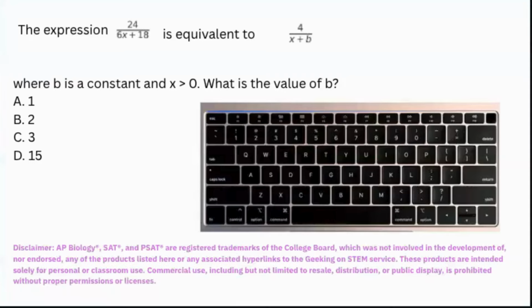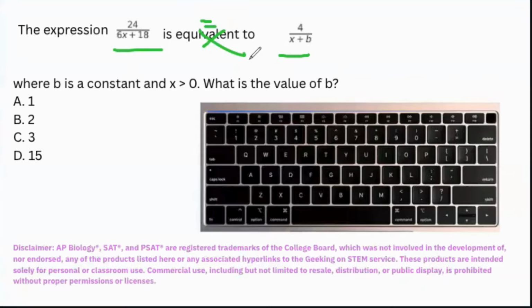So as you can see here, I have a question here and it says the expression 24 over 6x plus 18 is equivalent to 4 over x plus b, where b is a constant and x is greater than 0. What is the value of b? Now, you might be thinking that you could set these two equal to each other. But note that you have two variables, and this is something where you can solve faster by using Desmos in this type of problem.